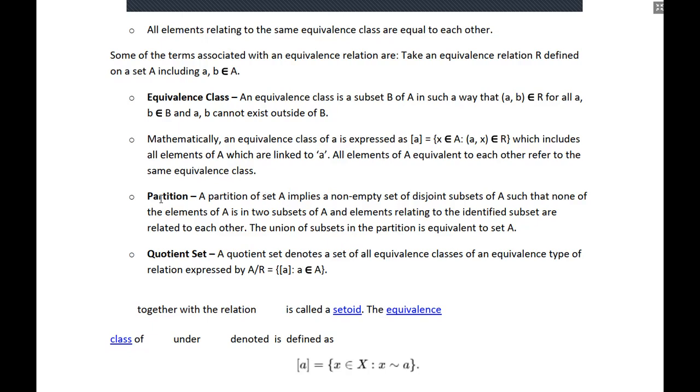Here we discuss another definition, partition. A partition of a set A implies a non-empty set of disjoint subsets of A such that none of the elements of A is in two subsets of A, and elements belonging to the identified subset are related to each other. The union of these subsets in the partition is equivalent to the set A.